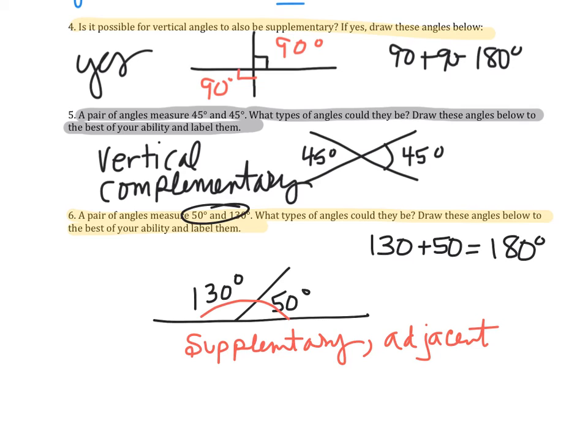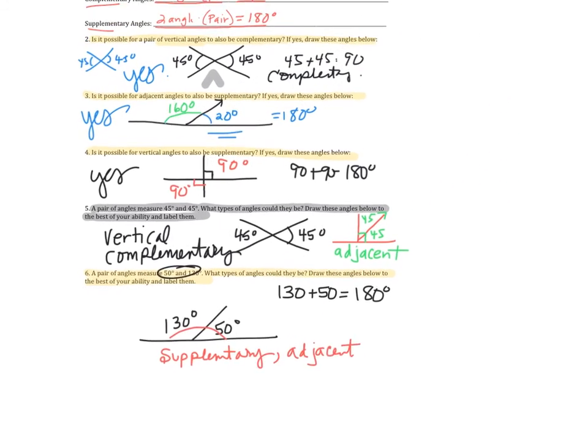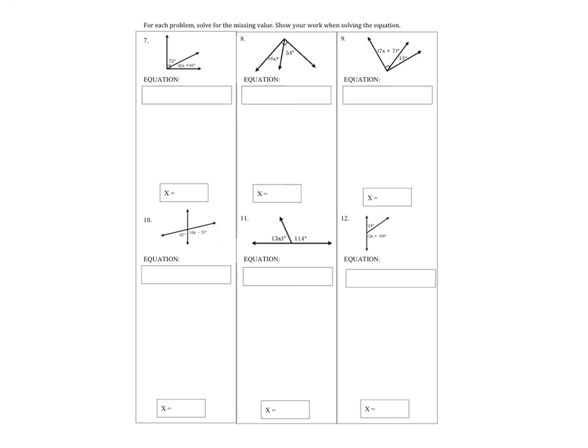I'm going to go back up here to the 45 one. I could also do this, and I can make this 45 and this 45. And these two angles would be complementary and adjacent. Okay? All right. That's that one. Let's go to the next two.